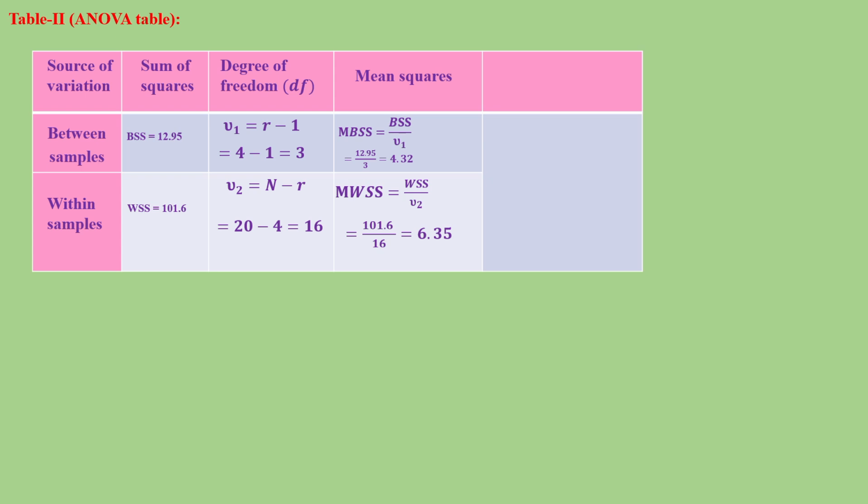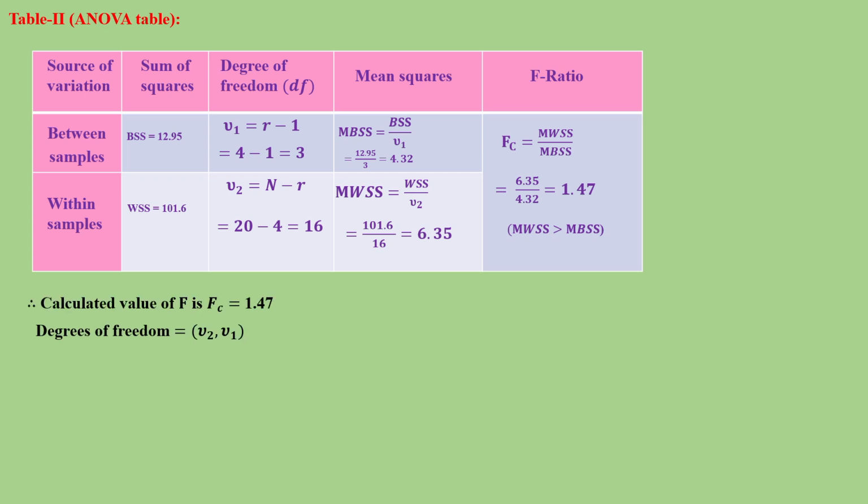Here 6.35 is greater than 4.32. So in the F formula, first you have to write MWSS in the numerator and in the denominator MBSS. So the F ratio is MWSS by MBSS, that is equal to 6.35 by 4.32, which is equal to 1.47. So the calculated value of F is 1.47.